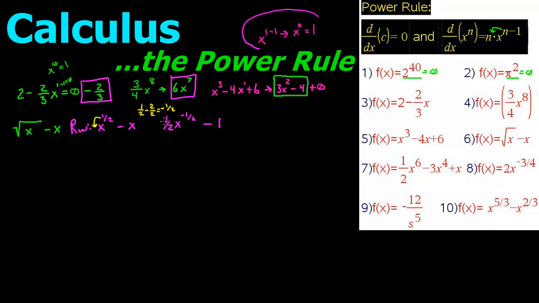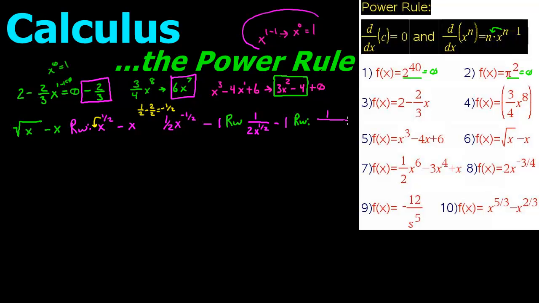Alright, so that is the derivative, but most teachers don't like to have a negative exponent in the top. So what we're going to do is we're going to rewrite it, and we are going to say 1 over 2x to the 1/2 power minus 1. Alright, and you can also rewrite it again if you want to.